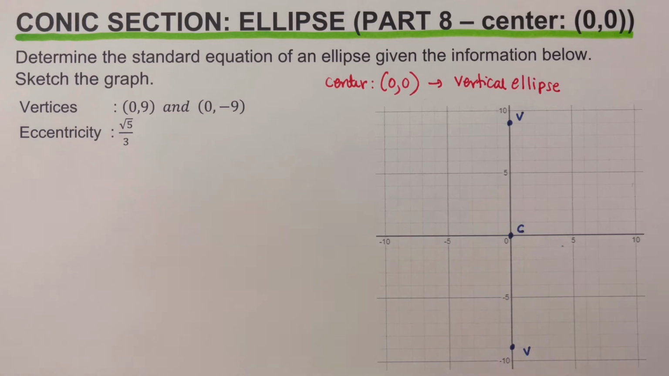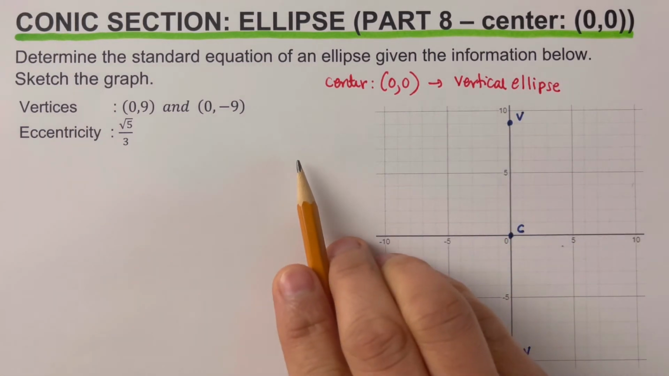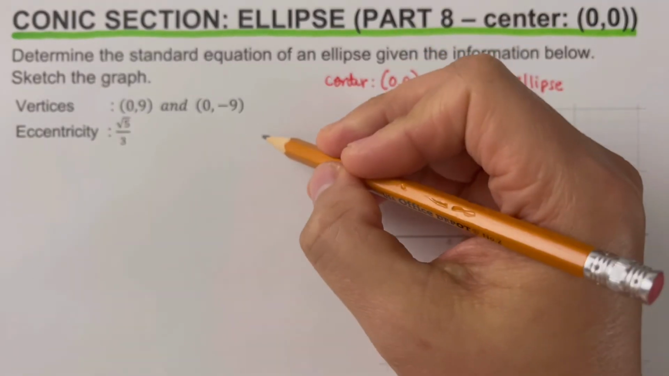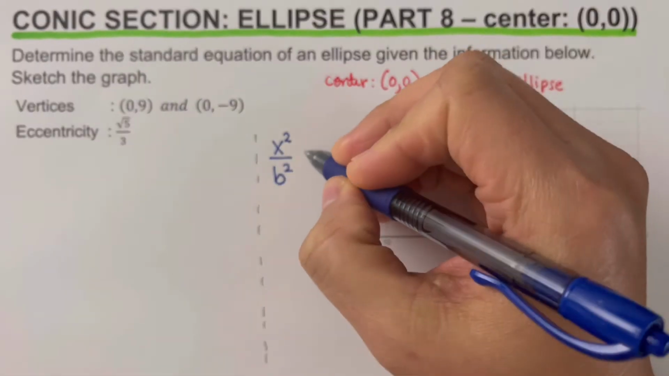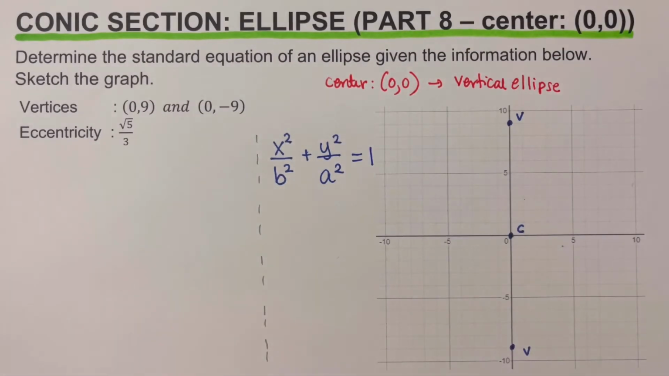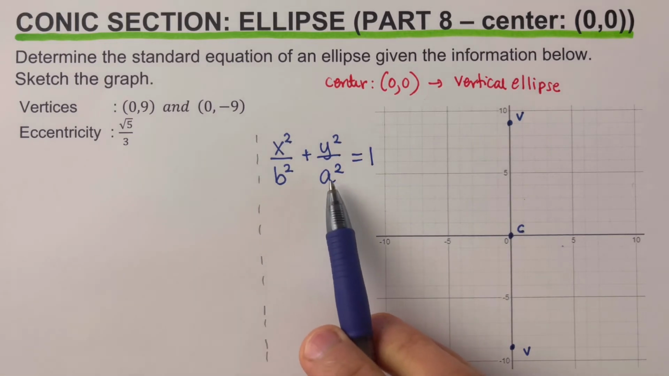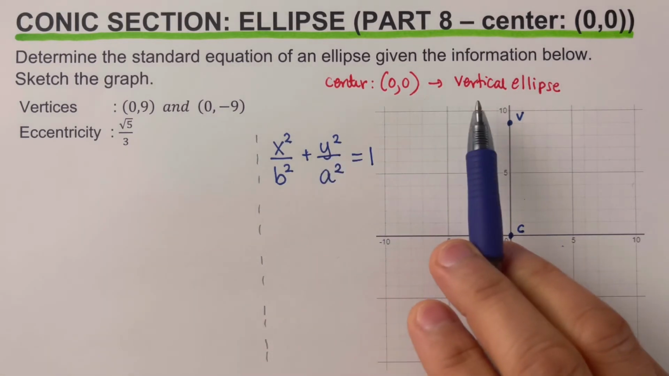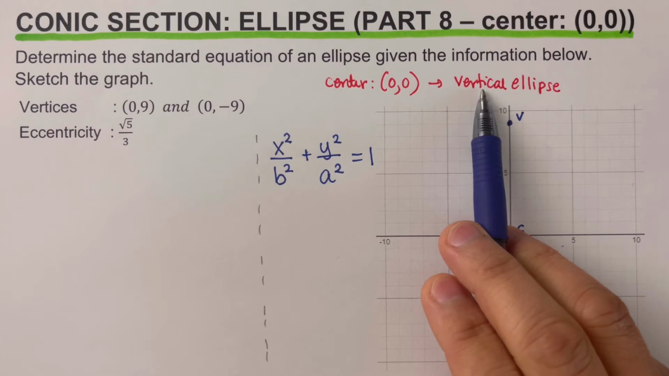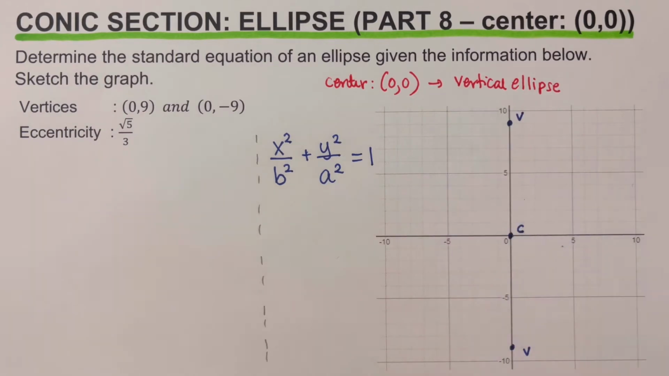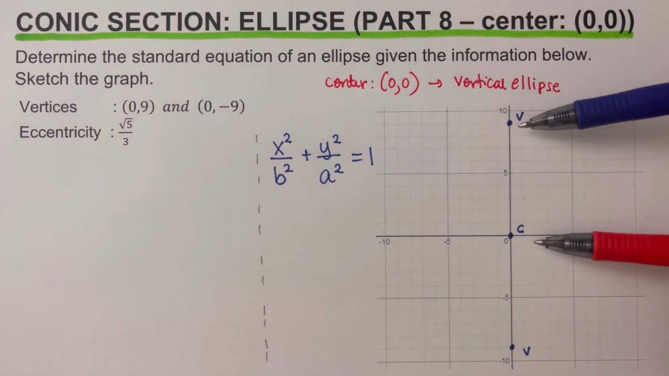Okay, since we already know that this is a vertical ellipse, I'm going to write the general formula of a vertical ellipse down here. Notice that our a squared is placed under the y squared because this is again an example of a vertical ellipse. Now looking at this, we remember that the distance from the center to the vertex is represented as letter A.